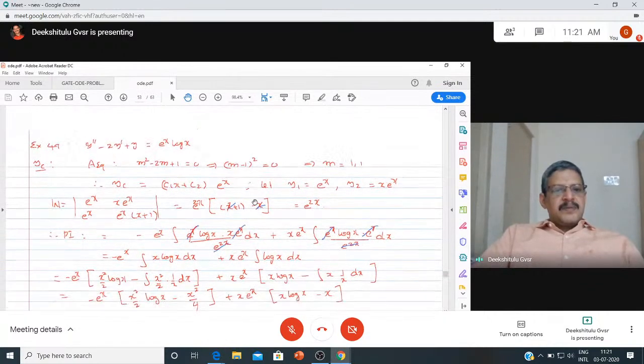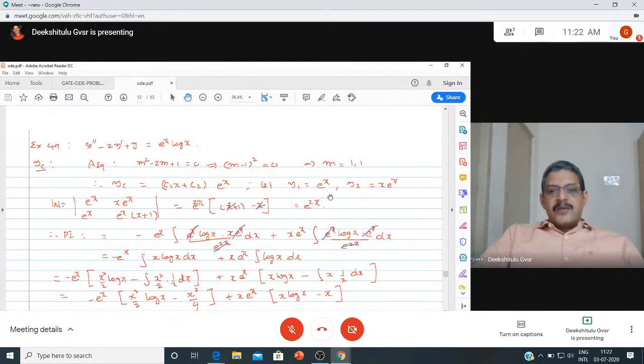So another example: y double dash minus 2y dash plus y is equal to e power x log x. Again the complementary function: the equation is m square minus 2m plus 1, that means (m minus 1) whole square, so m is equal to 1 and 1 are the roots. So the complementary function becomes (c1 x plus c2) into e power x, because we have repeated roots.